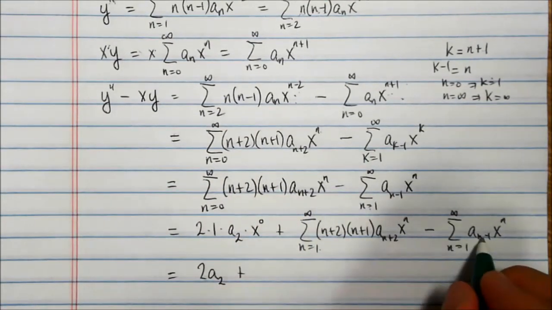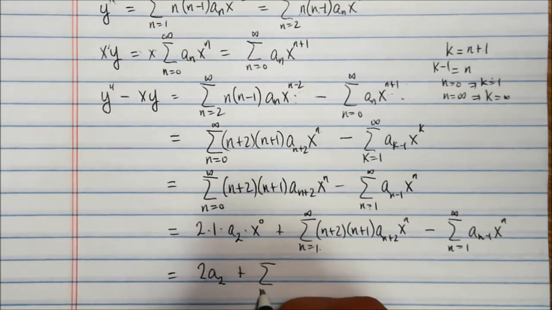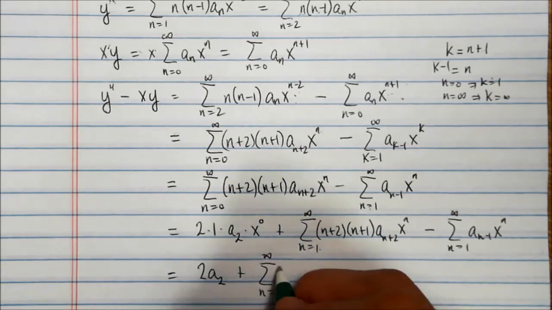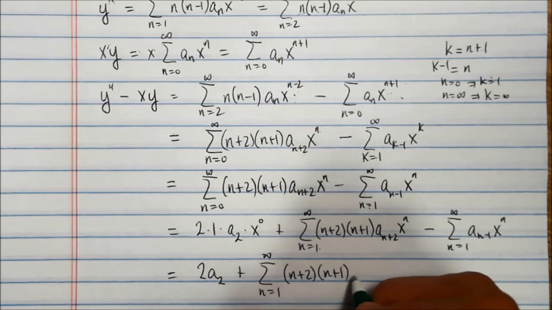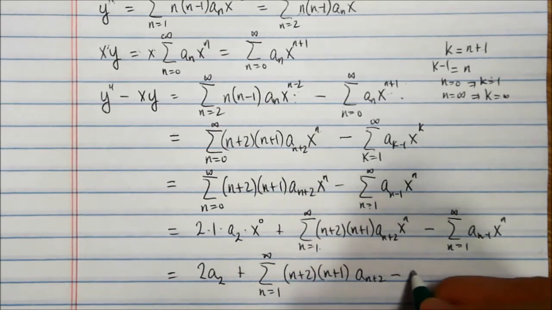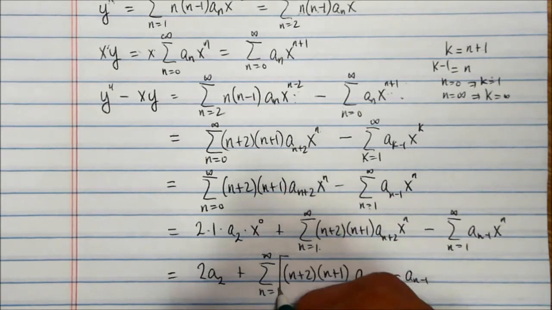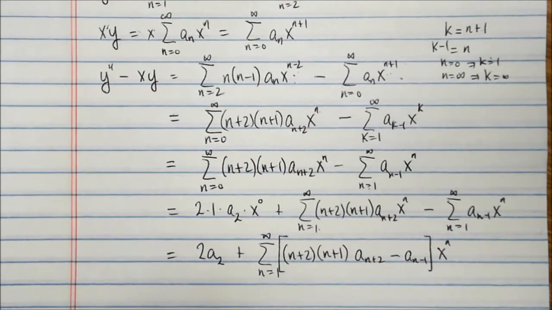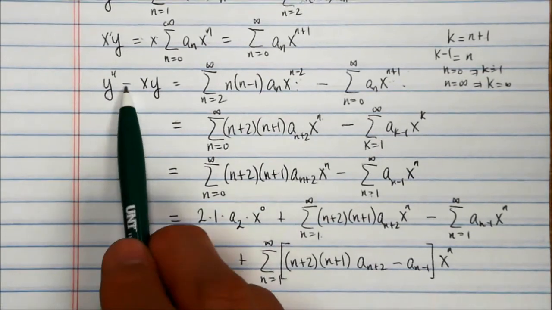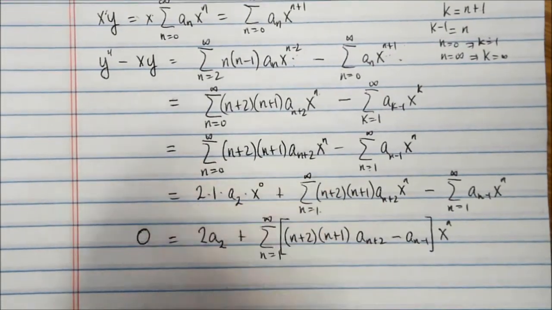And then finally I can combine these. I get summation n equals 1 to infinity of n plus 2 times n plus 1 a sub n plus 2 minus a sub n minus 1 times x to the n. And so that is the series for y double prime minus x times y, and that's supposed to be equal to 0.